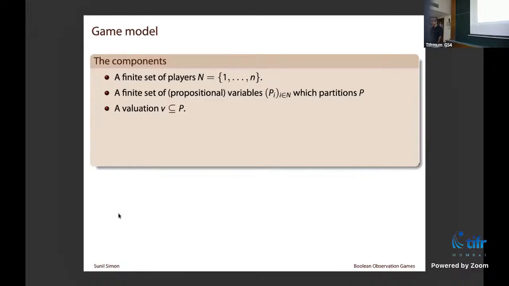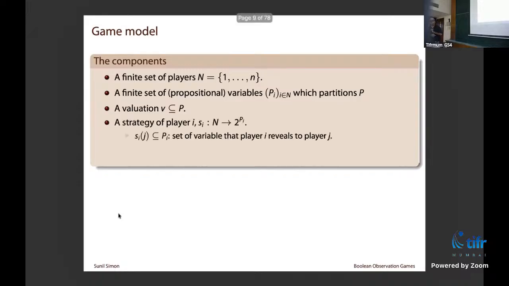This is like somebody picks a valuation. Think of it as nature picking a valuation. And the strategies of the players are to decide whom to reveal these propositions to. So it's like each player controls a set of propositions, but the control is really whom to reveal it to, right? Not the valuation as such, but whom to reveal it to.